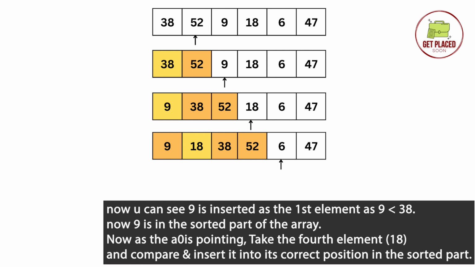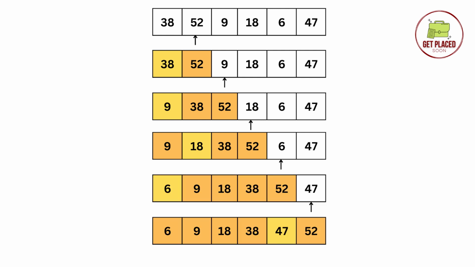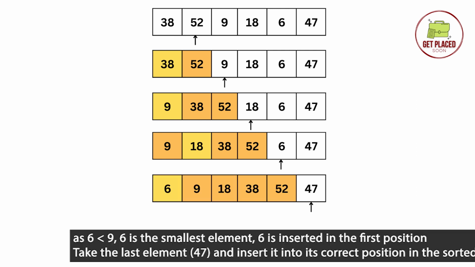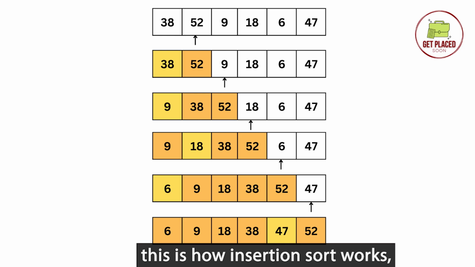Take the fifth element 6, compare it and insert it into its correct position in the sorted part. As 6 is less than 9, 6 is the smallest element. 6 is inserted in the first position. Take the last element 47 and insert it into its correct position in the sorted part. This is how insertion sort works.